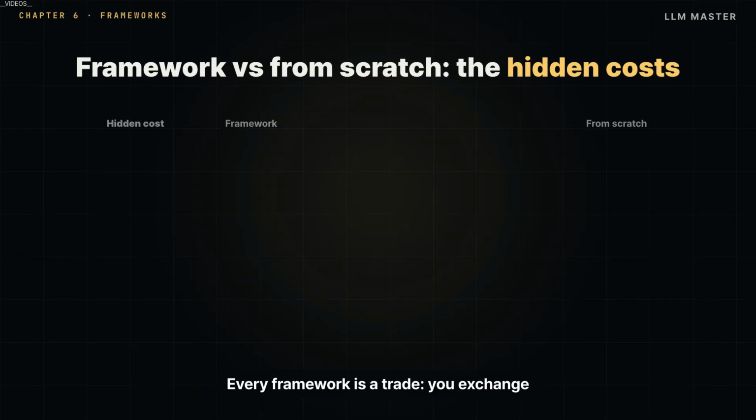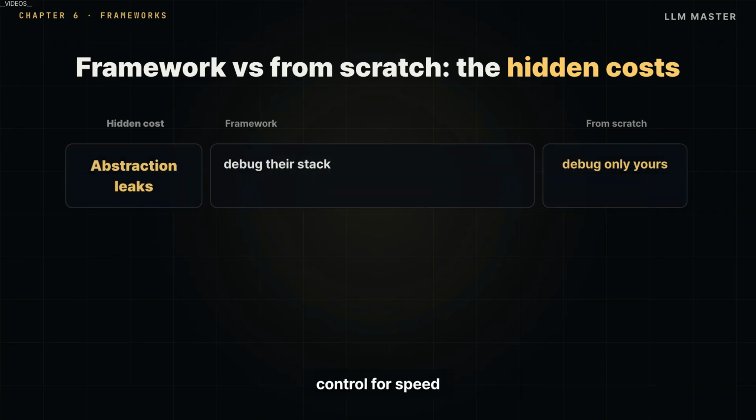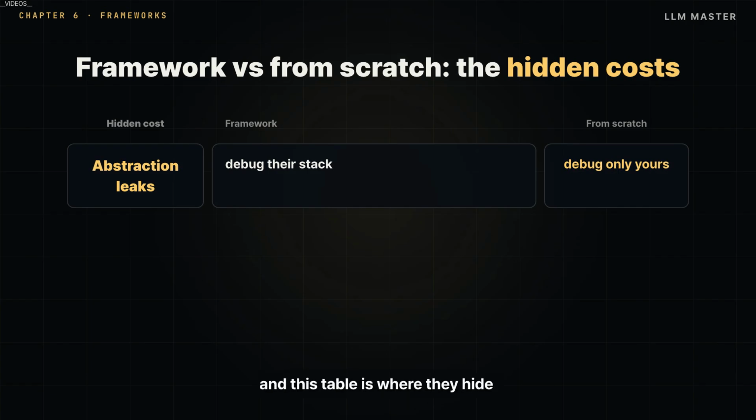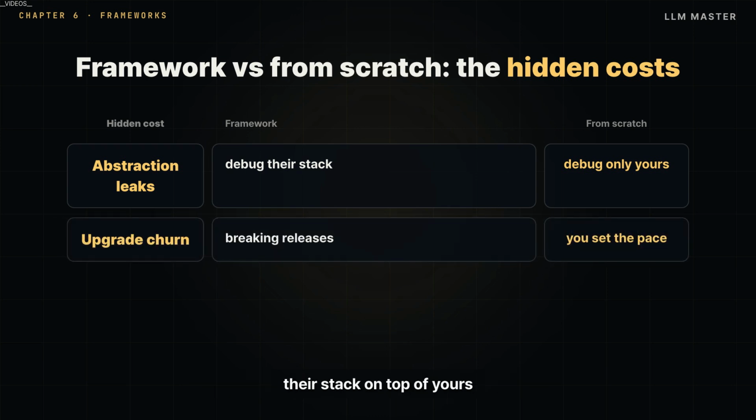Every framework is a trade. You exchange control for speed. Up front, that's a fantastic deal. You ship in an afternoon. The costs arrive later, and this table is where they hide. Abstractions leak. So the day something breaks, you're debugging their stack on top of yours.